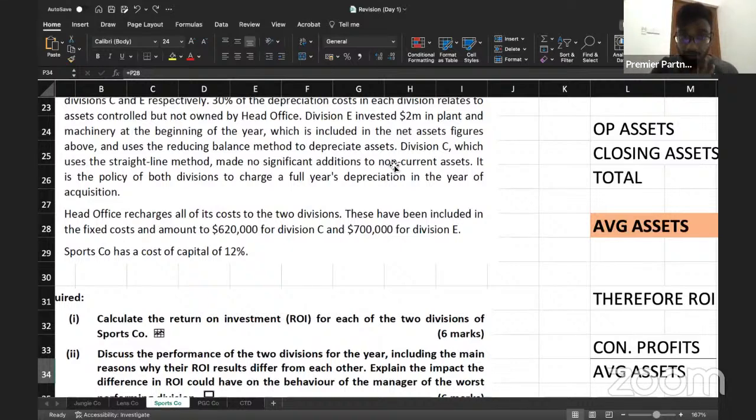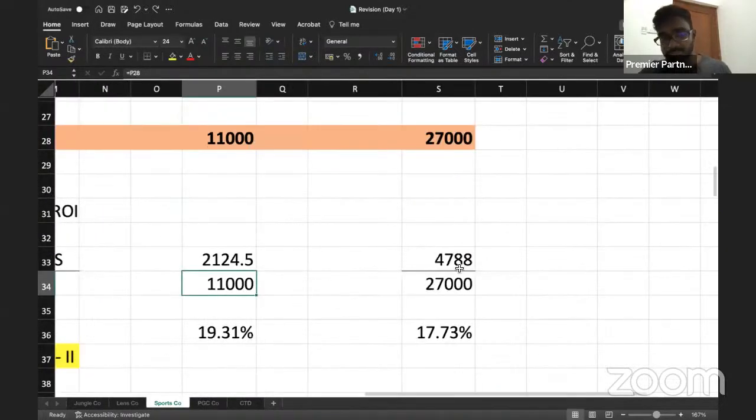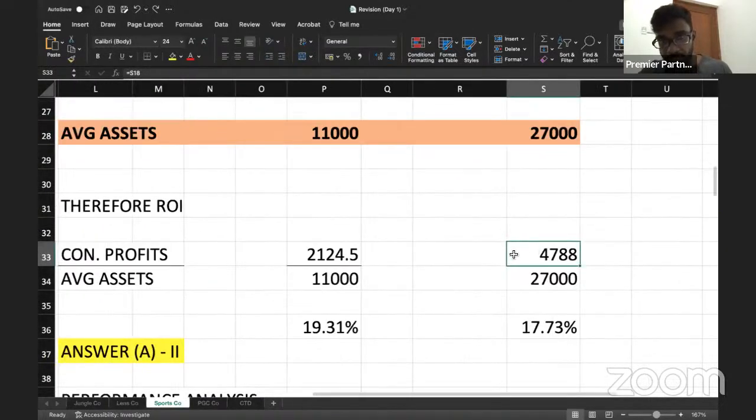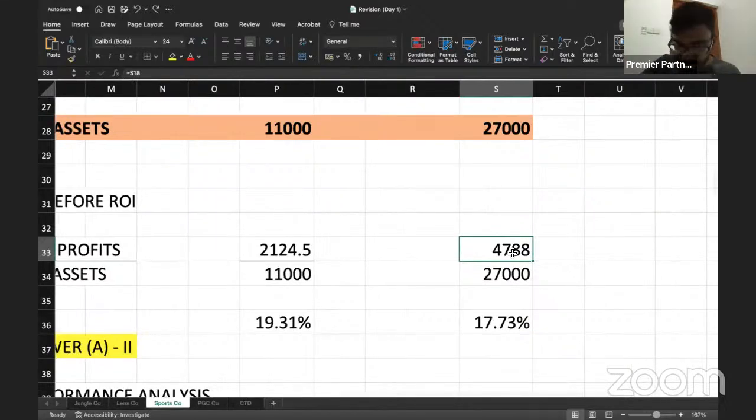People, when you have reducing balance method, you end up charging very high depreciation in the first few years, right? Division E has bought 2 million worth of assets, meaning you're charging very high depreciation. E is the one who's using reducing balance. So therefore, their profit is lower. Division E's profit is lower. Why? Because they are charging high depreciation compared to the other division.